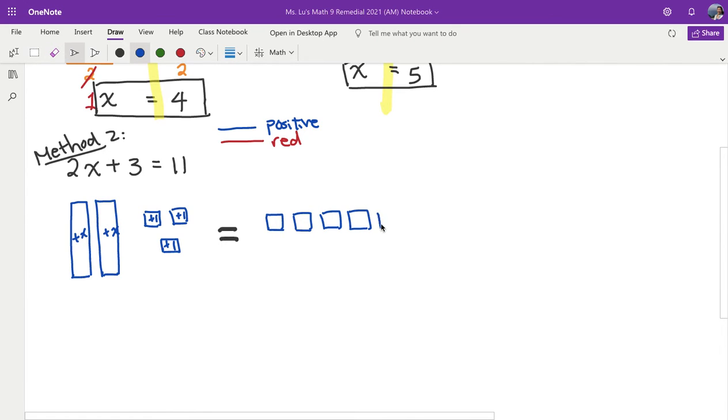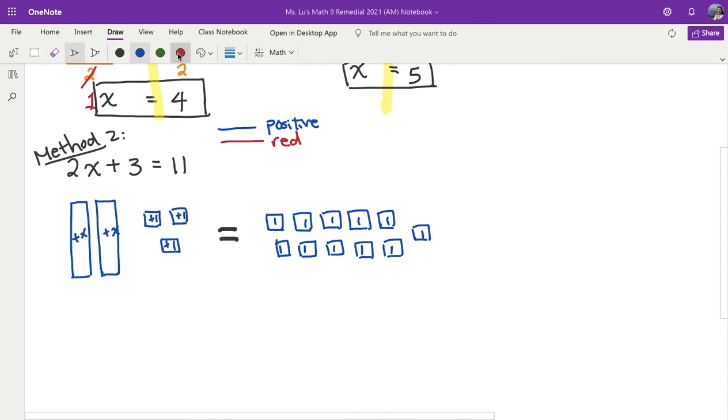So that's 1, 2, 3, 4. Now that's 10 and 11 there. Again, each represents a positive 1. I'm just going to remove the positive, now you know that it's 1. So there are 11 here, 3 there, and 2 x's, because that's what it represents.